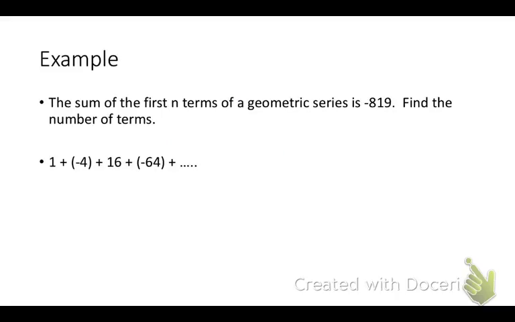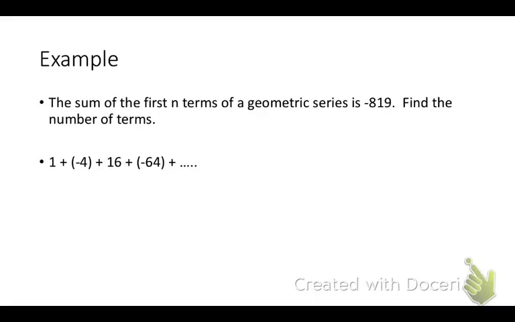So, on this last one, it says the sum of the first n terms of a geometric series is negative 819. Find the number of terms. This one is going to be, of any of the ones that you do, the longest ones, just like they have been all chapter.